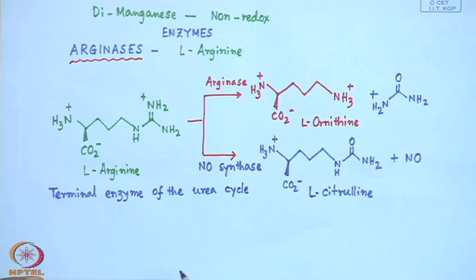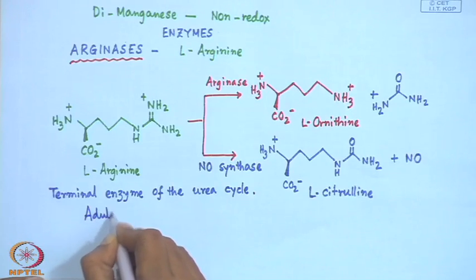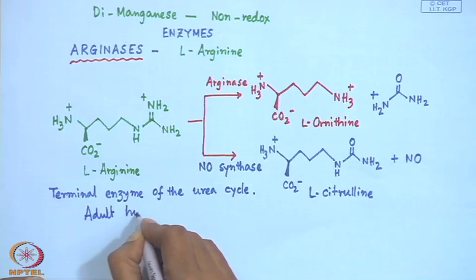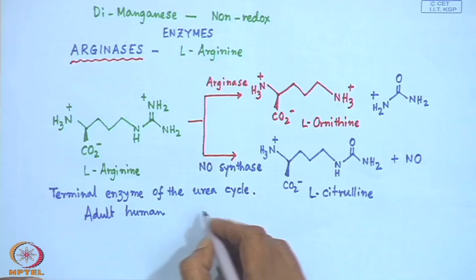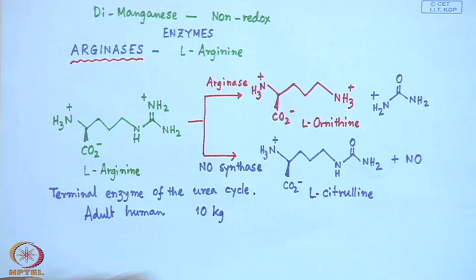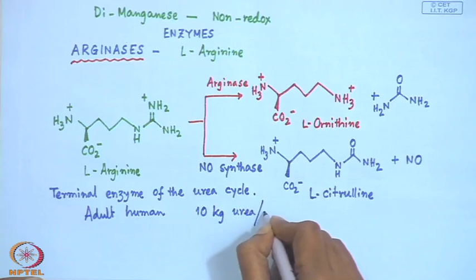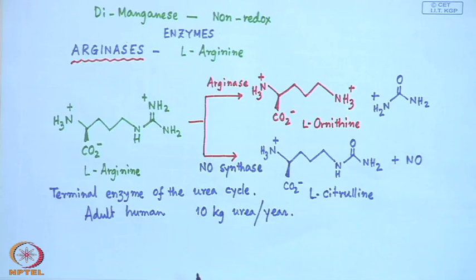Of the urea cycle, because we always need, an adult human being releases or excretes some 10 kg urea per year from our body. So, we basically remove this much amount of urea.